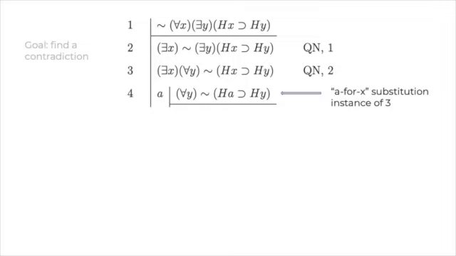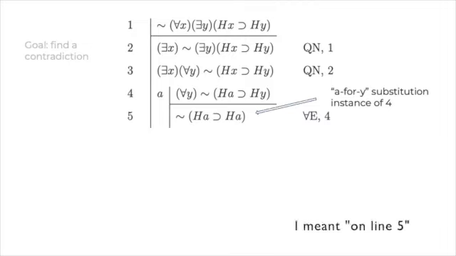Now the sentence we have here in 4 is universal, which at this point we can eliminate. And since it is universal, we can eliminate it by using any of its substitution instances. In particular, we can do it with A. So what we are going to write on line 5 is an A for Y substitution instance of the universal sentence in 4. So we eliminate the quantifier, and wherever Y appears, we replace it with A. So in line 6, we are left with not if HA, then HA, by universal quantifier exploitation, line 4.